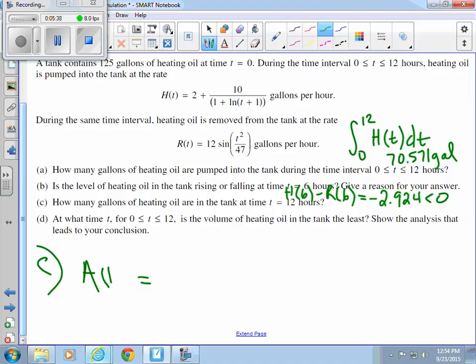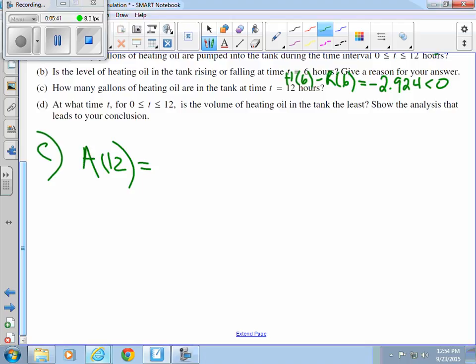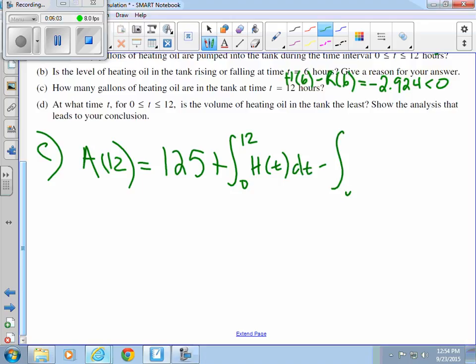You can even go ahead and call it A of 12, right? Is what? 125. Why 125? We already had that much. And then what? And you could write that as one integral. We know that's the same thing either way. And I would show that for my work, and then you're going to type that in the calculator.